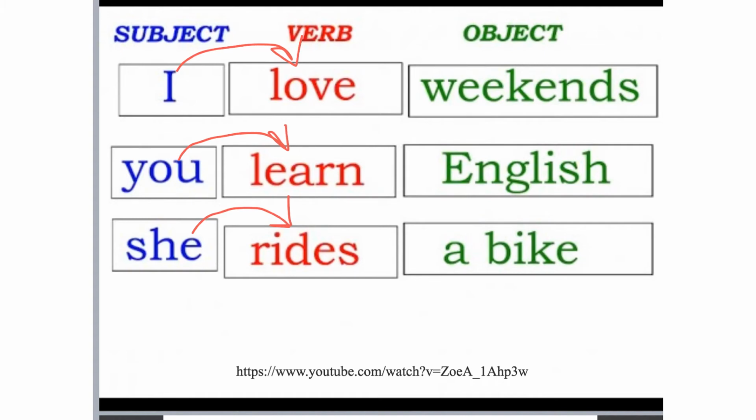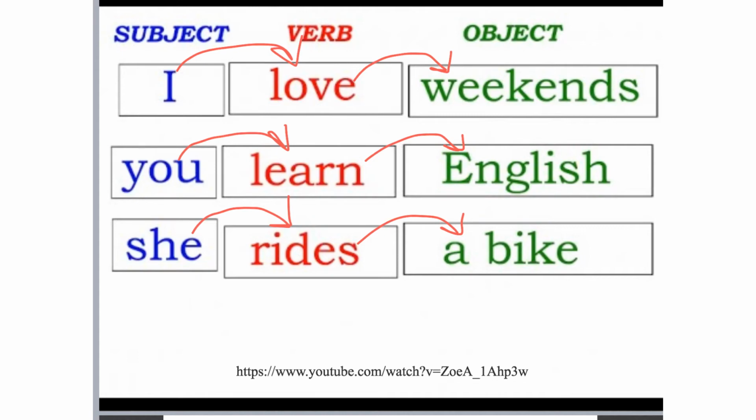The object is the recipient of the action of those verbs. So weekends, English, and bike are all receiving those actions. What's being loved? The weekends. What's being learned? English. What's being ridden? A bike. So subject, doer of the action; object, recipient of the action.